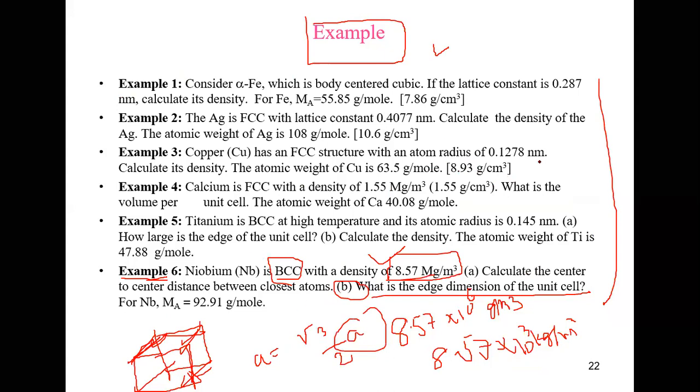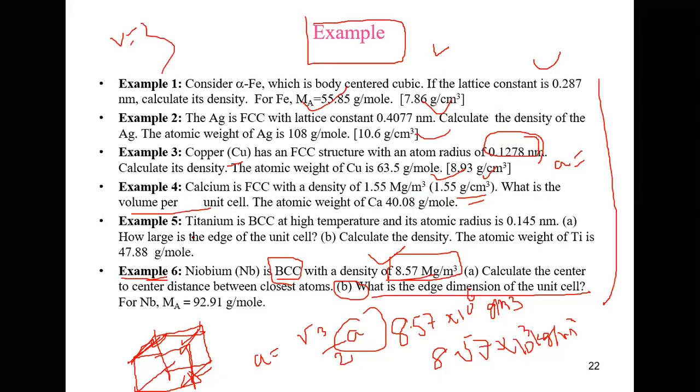And then here the atomic radius is given, and it is copper, it is face centered cubic. From the atomic radius you can calculate A. Once you know A, you can calculate the density. Very easy. And number 4 is, again, megagram per meter cube. So you can find out, which is 1.5 gram per centimeter cube. So density is given, you can find out the volume. Very easy. So you can calculate V in this case.